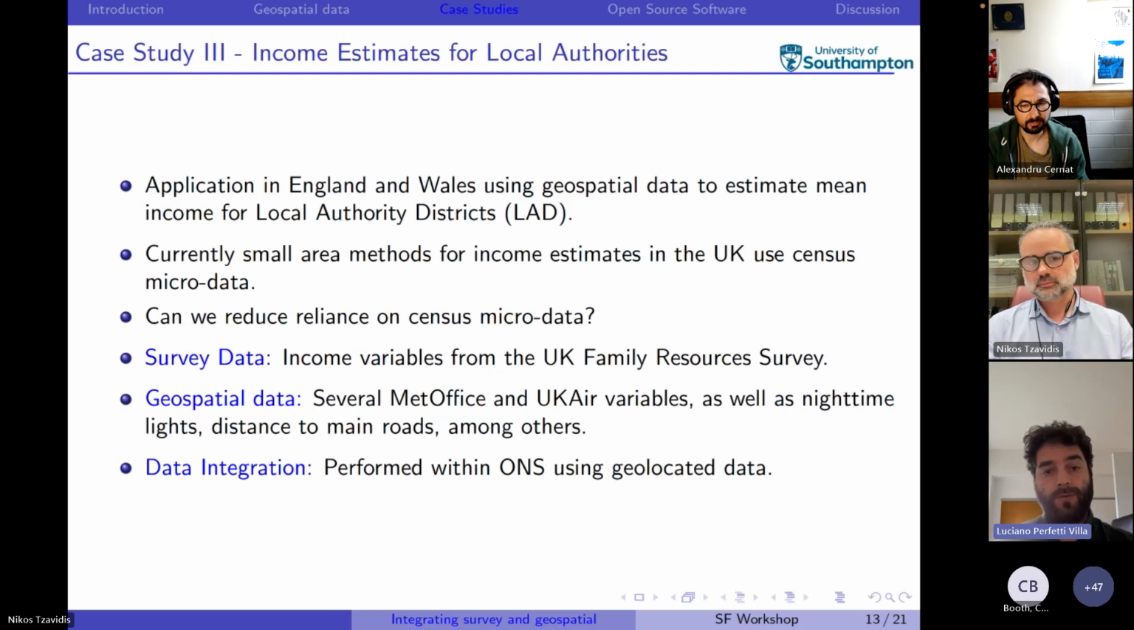Currently, the ONS in the UK relies on the census microdata, as a lot of other countries do. But obviously the motivation is, can we reduce this reliance due to the problems that we began to see in other countries with outdated census? So the ONS is doing the linkage between the UK Family Resources Survey, taking the income variables, and then taking geospatial variables, for example, some of the Met Office, like rainfall, wind speed, etc. UK air variables such as pollution, nighttime lights, distance to main roads, among others. Obviously, they do all the linkage within the ONS because of confidentiality.